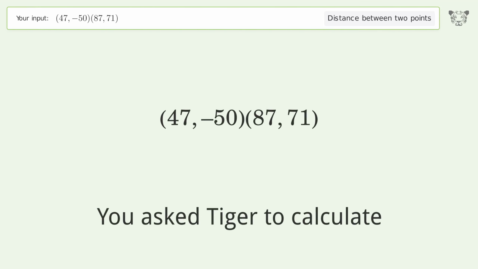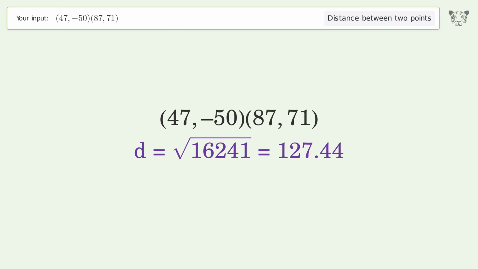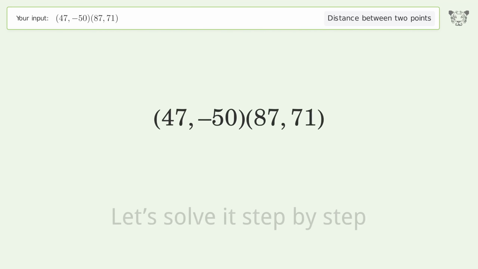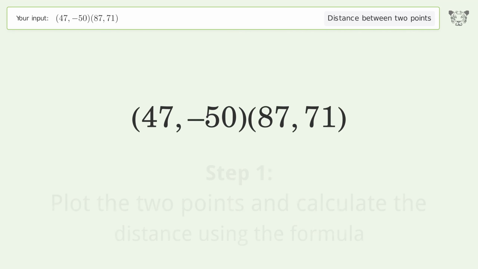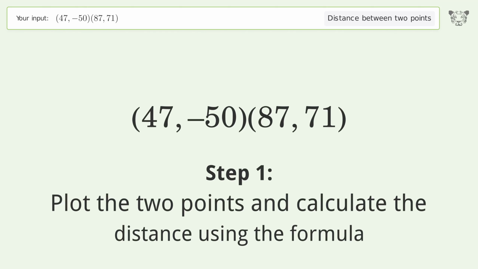You ask Tiger to calculate. This deals with the distance between 2 points. The distance between the 2 points is the square root of 16,241, or 127.44. Let's solve it step by step. Plot the 2 points and calculate the distance using the formula.